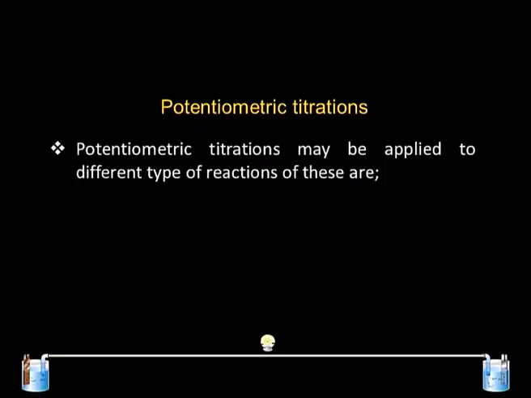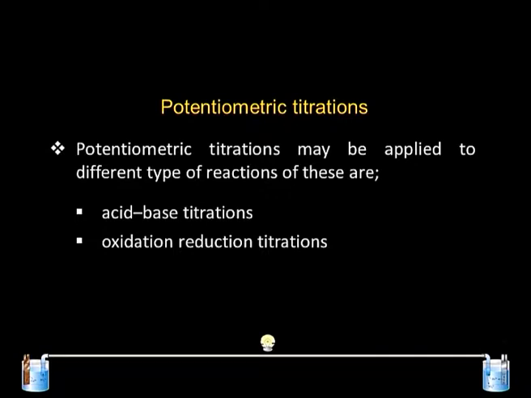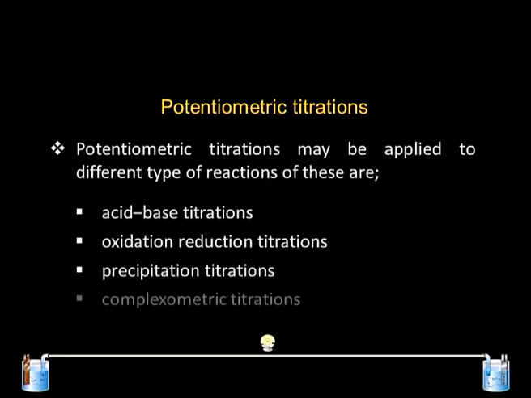Potentiometric titrations may be applied to different types of reactions, for example, acid-base titrations, oxidation reduction titrations, precipitation titrations, and complexometric titrations. So, let us now come to them one by one in a little bit more detail.